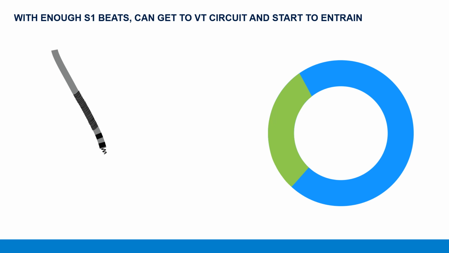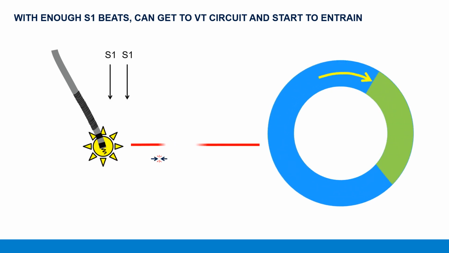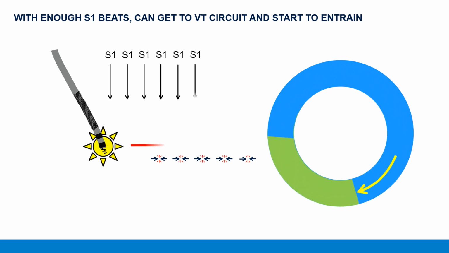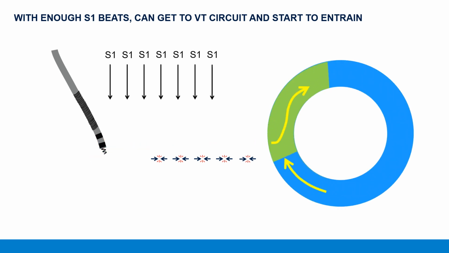So if you have enough beats in a row where you're able to gain territory with each beat and get to the circuit and then start to interact with it, this is what that would look like. Here are a series of pacing pulses that are getting you closer and closer to the circuit until a point comes that you actually get to the circuit and interact with it.